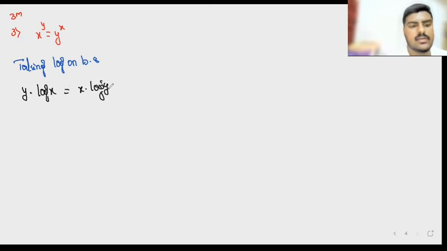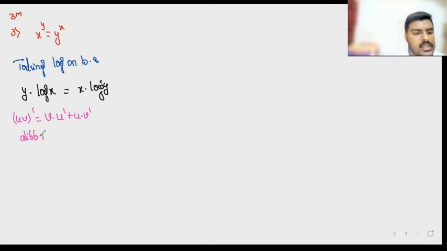Now on both sides we have multiplication of two functions. In differentiation we know the formula: (uv)' equals v into u' plus u into v'. This is the product of two functions formula. So differentiate with respect to x on both sides. Here this is u and this is v.